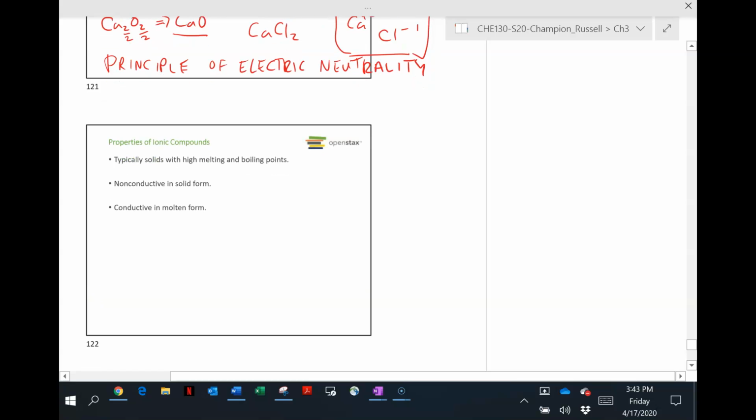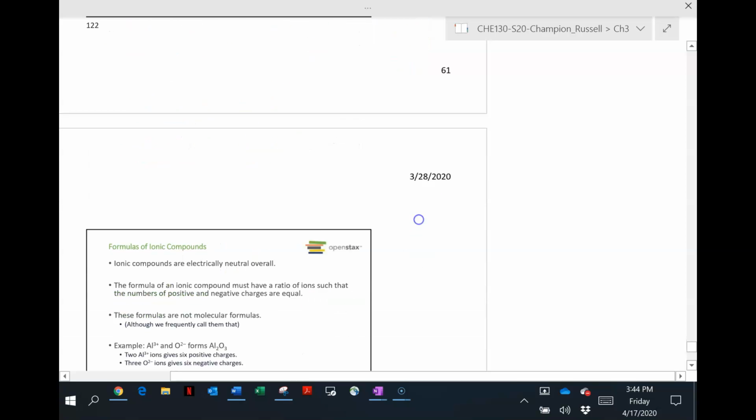Now, ionic compounds are usually solids. They usually have high melting and high boiling points. They don't conduct electricity when they're solid. They do conduct electricity if they're melted. That's the liquid form. Molten form is liquid form. They also conduct electricity in water if they're dissolved in water, and they readily dissolve in water. Generally, we can see that.